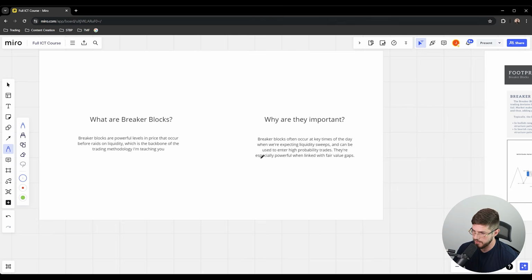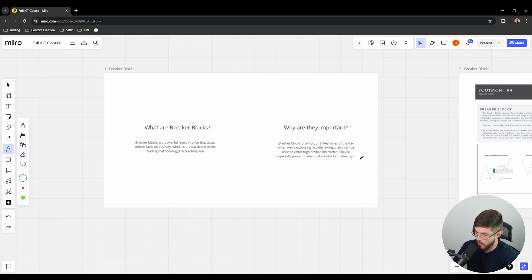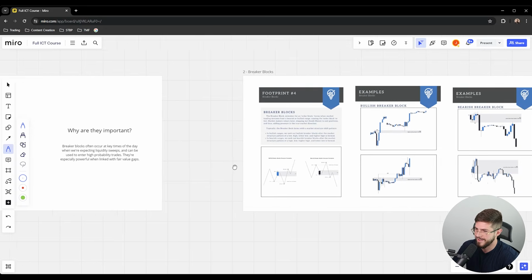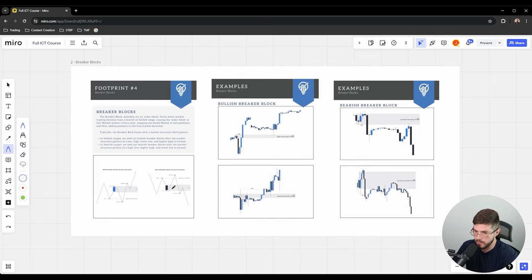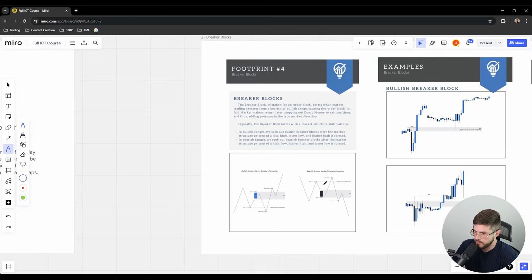Now, they are especially powerful when they're linked with fair value gaps. This is actually called a unicorn, which ICT himself said was the most powerful algorithmic. I can't remember what he actually said. He said it was very powerful, most powerful tool. I'm not into all the algorithmic stuff. I just am here to make money. A lot of it's jargon and nonsense.